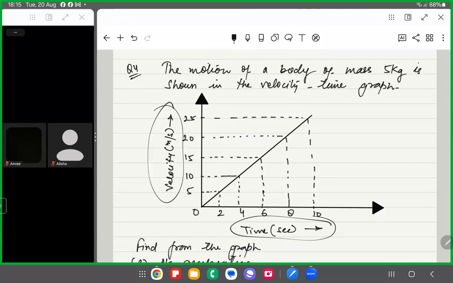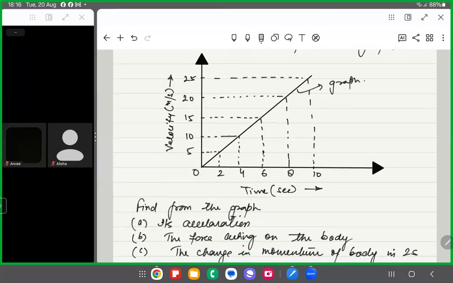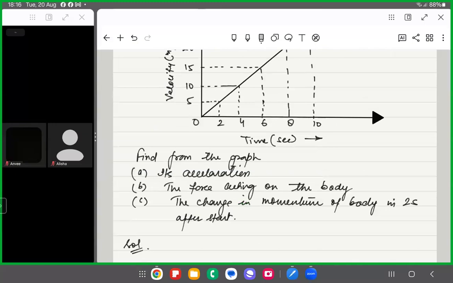And you can see there is a line. This is the graph, which shows the motion of the body having the mass 5 kg. Now from this graph, you have to find its acceleration, the force acting on the body, and the change in momentum of the body in 2 seconds after its start. Getting it? Now, how to do this?